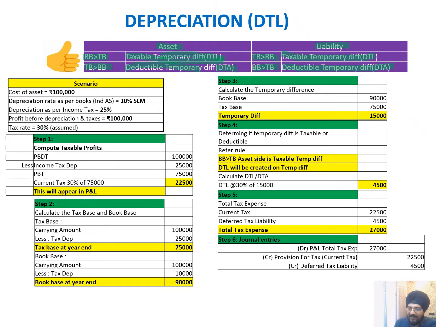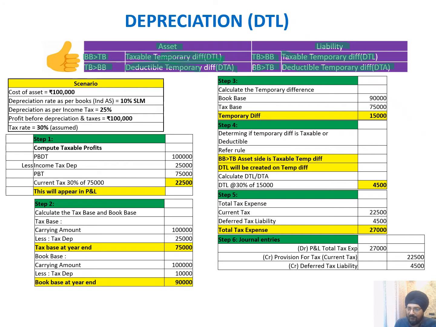In DTL, we have paid less liability in the current year, but we have to pay more liability in the future. Hence, we have to create the DTL. But in DTA, we have paid more taxes today, and when we are paying more taxes today, we are creating an asset in the books of accounts, and when we are creating the asset, its recoverability depends upon the future profits.